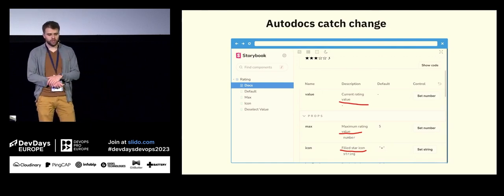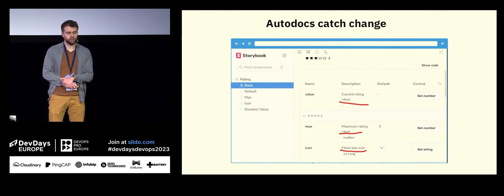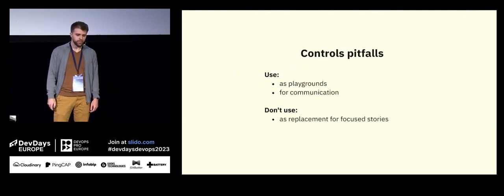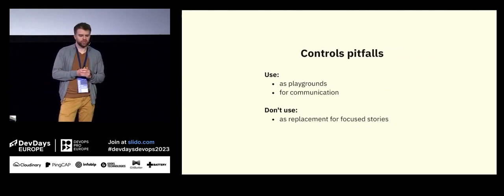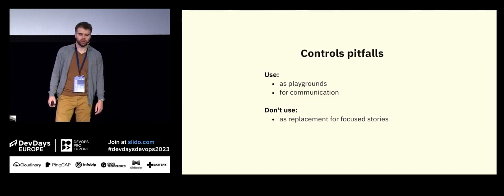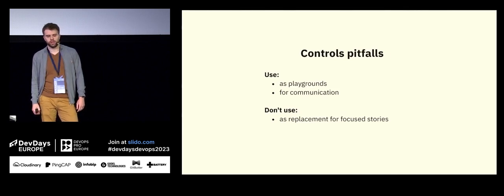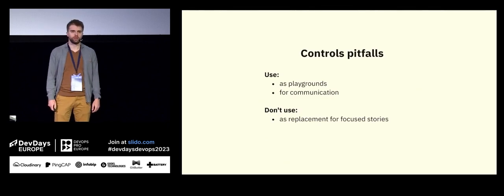Also, Autodocs caught our update, so we defined props, and now in docs you can see all these descriptions. Controls, I believe, are not a universal tool, so I would recommend using them as playgrounds and as a tool for communication, but not as a replacement for stories. Again, it's ideal if the developer doesn't have to do manual work to test stuff.